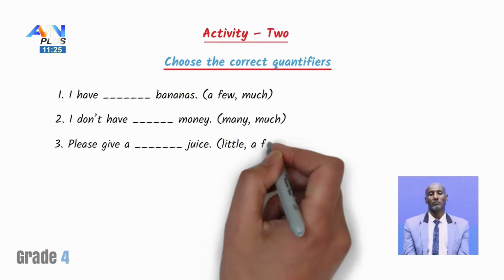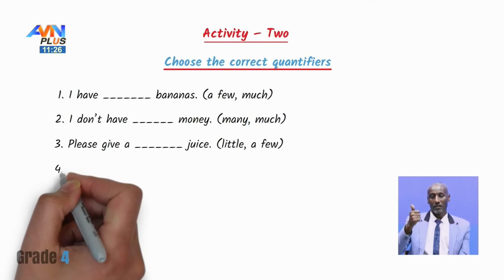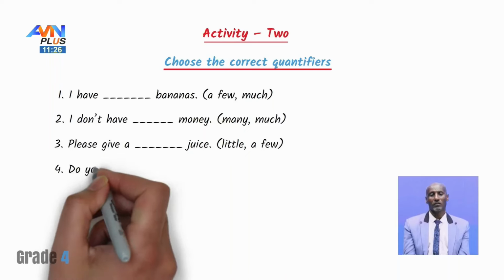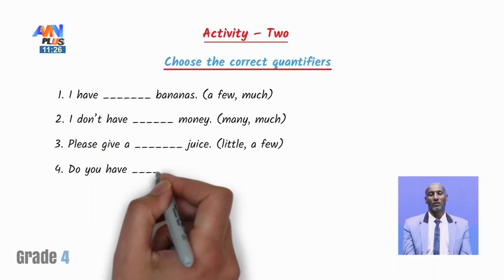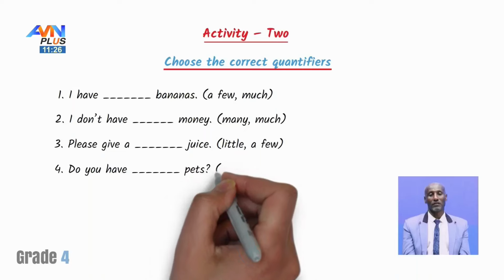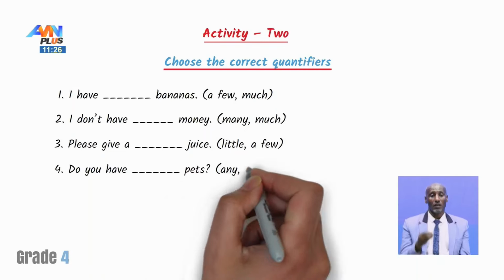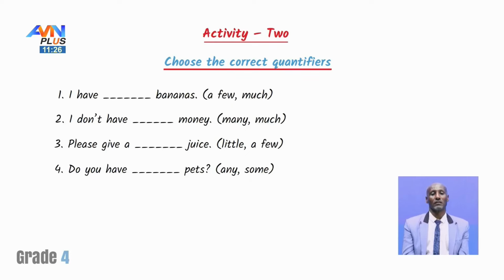A few, as I choose, and here for, do you have blank pets? So students, these are the questions, and let me give you 2 minutes, and I'll come back and I'll give you correction and trials.